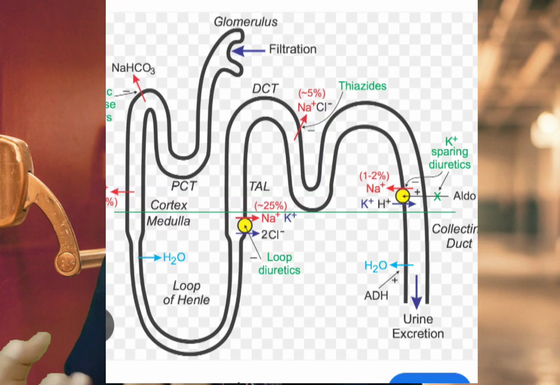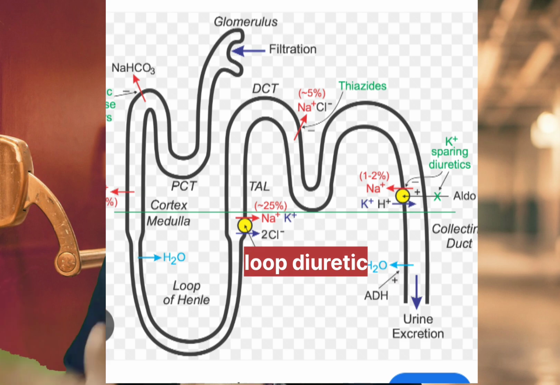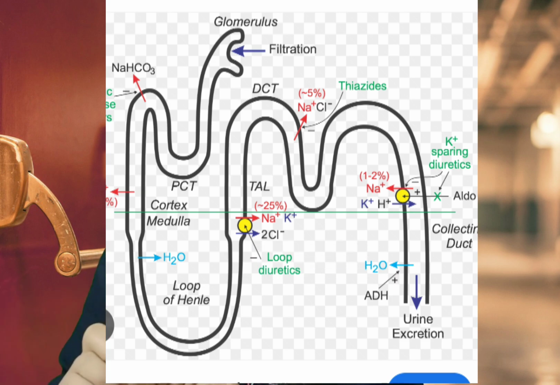So we want to remove this excess water or waste from the body. So here it acts by inhibiting the reabsorption of sodium and potassium. So the answer would be the ascending loop of Henle.